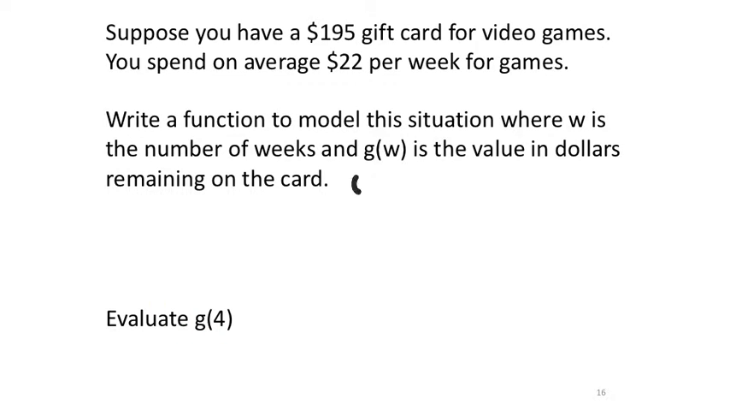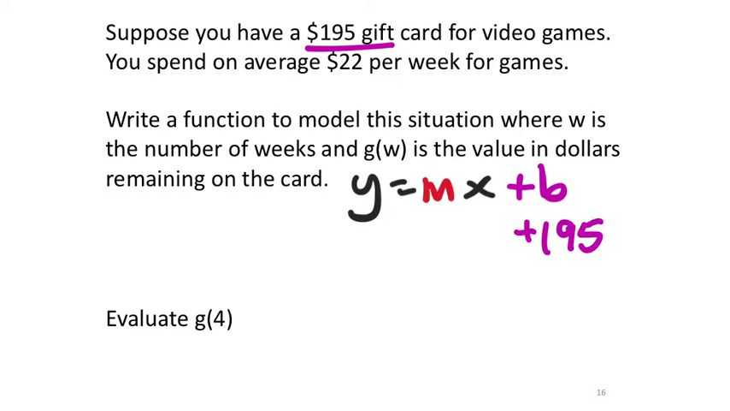So I'm going to do this in the form of y equals mx plus b, where m is the slope and b is the y-intercept. Now in context type problems like these ones with words, m, the slope, is the rate of change. How much is it changing? And then b is the starting value. So I can see that the gift card is going to start at $195. That's positive, because you get that. But then it says the average rate of change here, and it didn't say rate of change, but it's $22 per week.